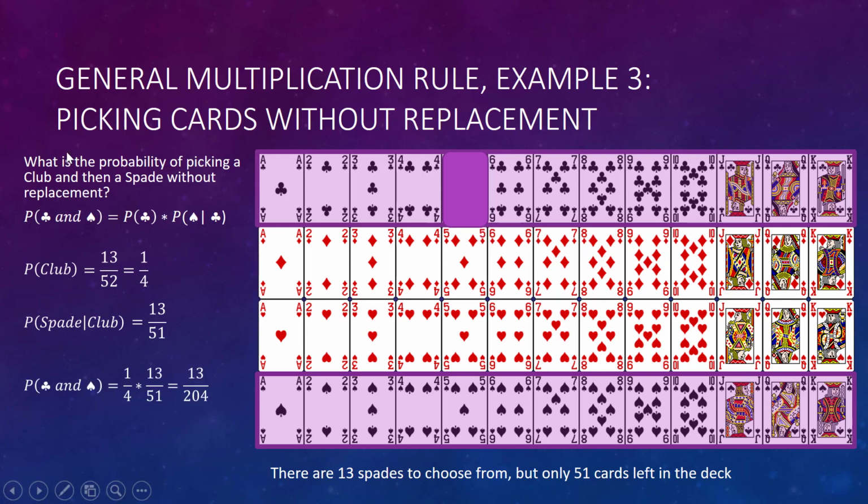So going back to our original equation, which is the general multiplication rule, we find that the probability of picking a club and then a spade without replacement is equal to 1/4 times 13/51. This gives us 13/204, which is approximately 6.4%.